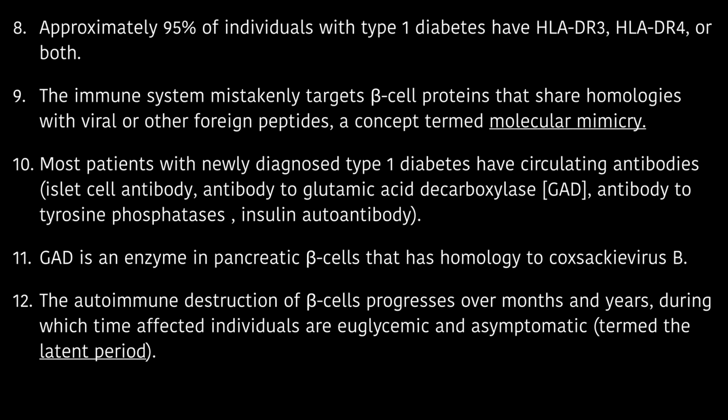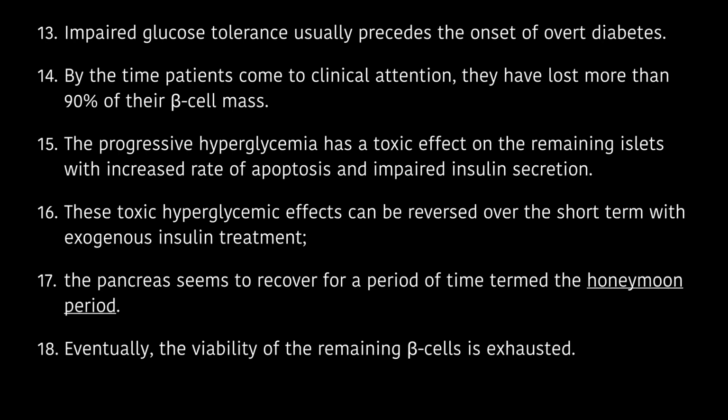The autoimmune destruction of beta cells progresses over months and years, during which time affected individuals are euglycemic and asymptomatic, termed the latent period. Impaired glucose tolerance usually precedes the onset of overt diabetes. By the time patients come to clinical attention, they have lost more than 90% of their beta cell mass.